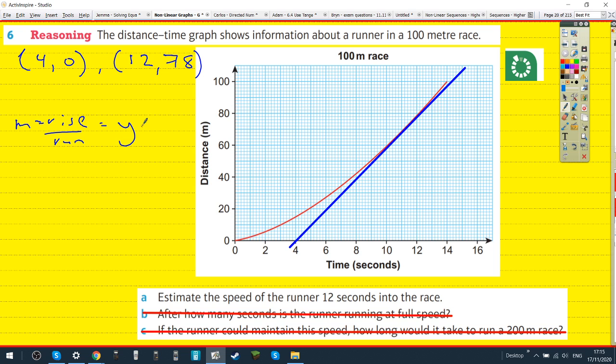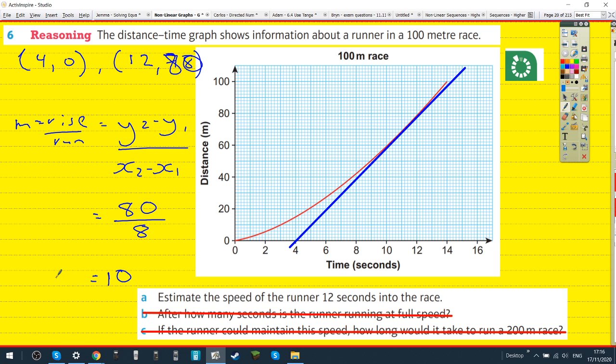And so you can always do y2 minus y1 over x2 minus x1. So 12 minus 4 is 8. And the other one is 78. So I'm just going to estimate that that's 80. So what would that be? 10. And what would be the unit?